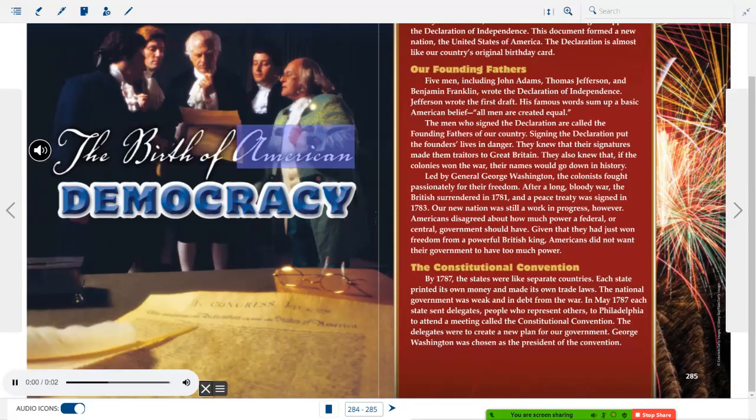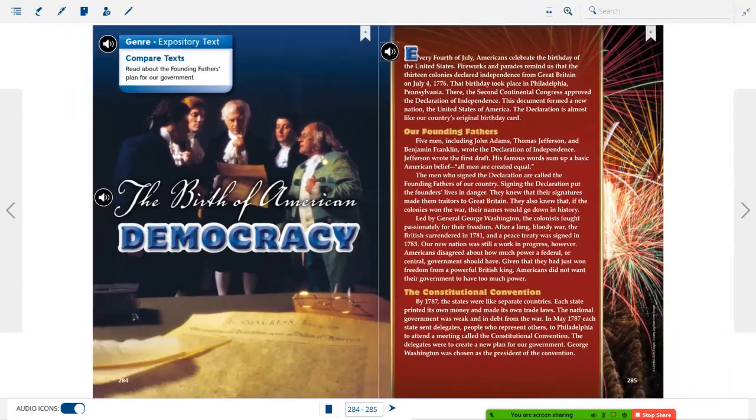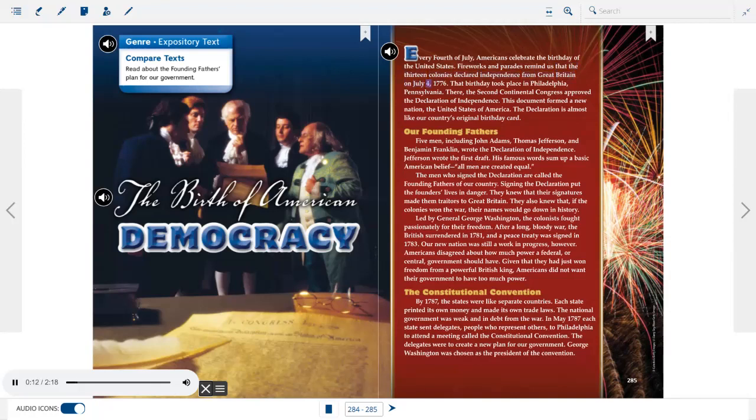The birth of American democracy. Every 4th of July, Americans celebrate the birthday of the United States. Fireworks and parades remind us that the 13 colonies declared independence from Great Britain on July 4, 1776. That birthday took place in Philadelphia, Pennsylvania.